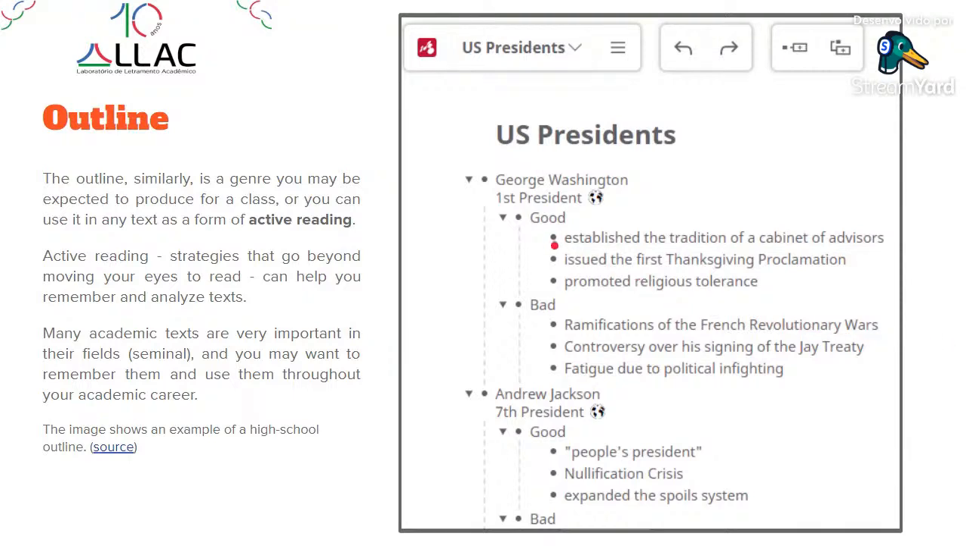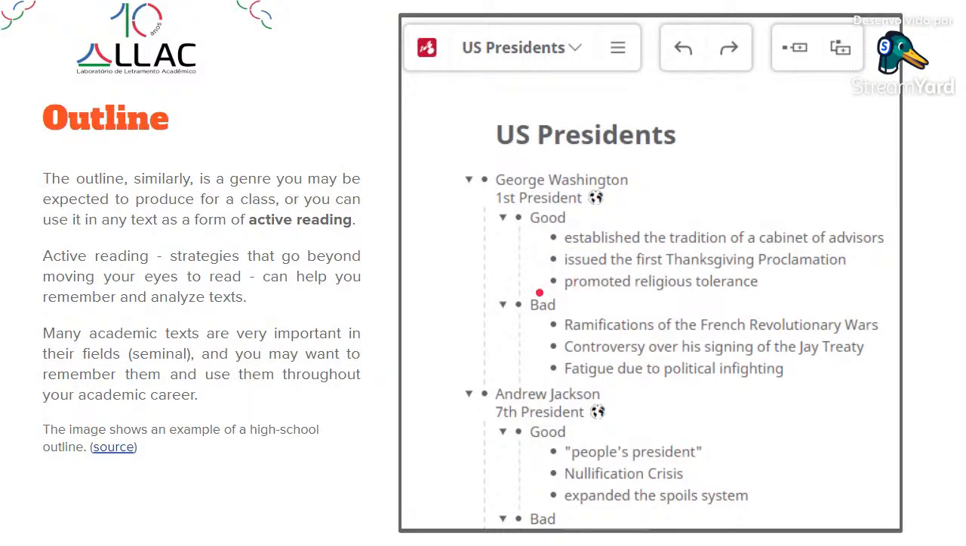One bullet point is for George Washington. So this topic is about George Washington. And the subtopic is the good things about George Washington. So we have established the tradition of a cabinet of advisors, issued the first Thanksgiving proclamation, and promoted religious tolerance.